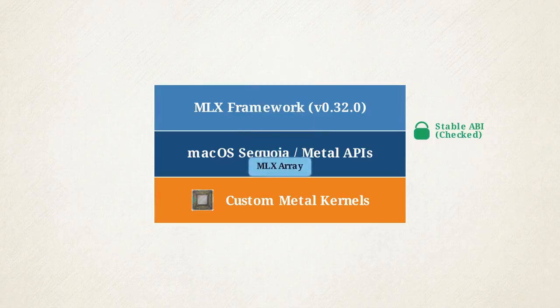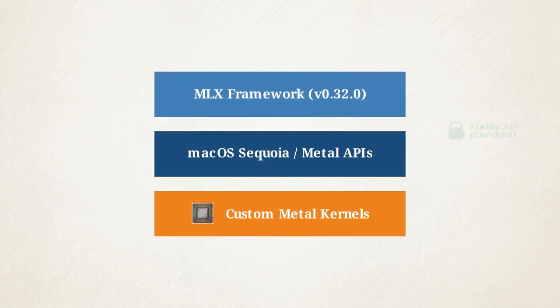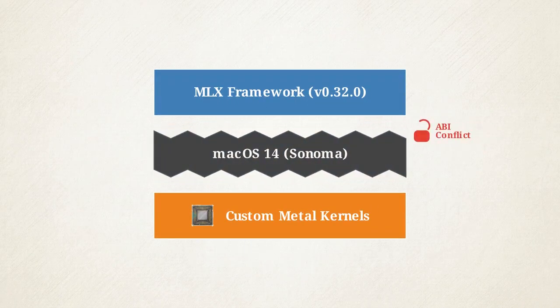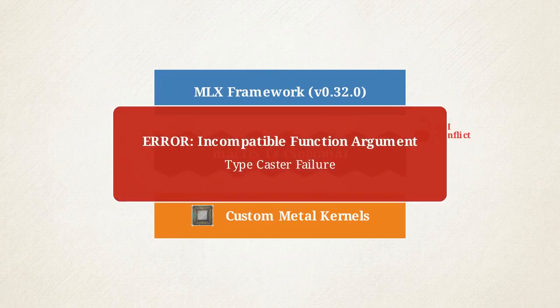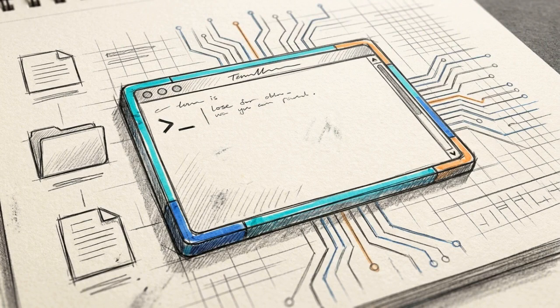Forcing these strict boundaries guarantees application binary interface stability. That exact ABI alignment ensures the custom Metal kernel extensions process your MLX arrays cleanly, preventing typecaster errors during heavy inference. This terminal layout shows the standard deployment methodology using the Homebrew package manager.